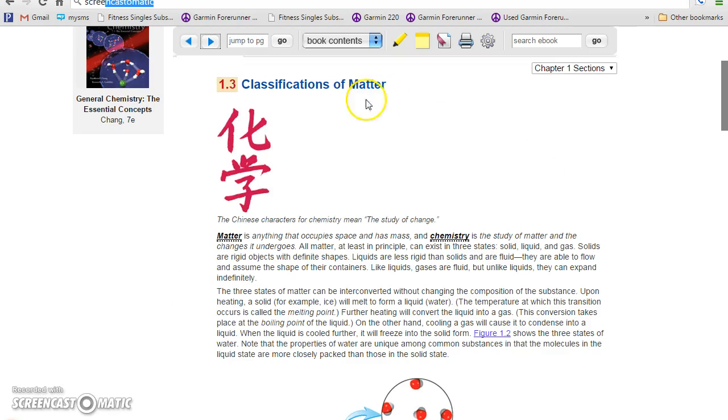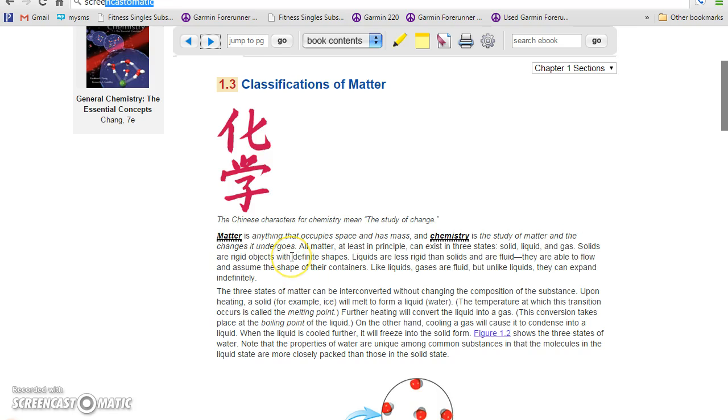Section 1.3, Classifications of Matter. Matter is anything that occupies space and has mass, and chemistry is the study of matter and the changes it undergoes. All matter, at least in principle, can exist in three states: solid, liquid, and gas.